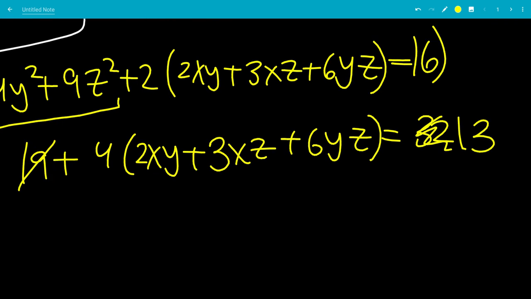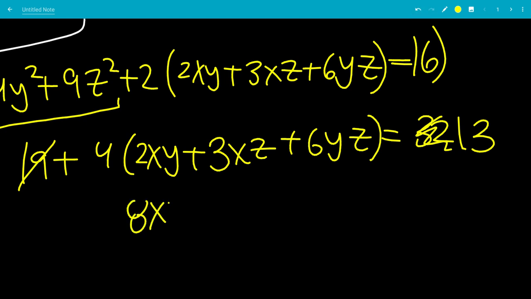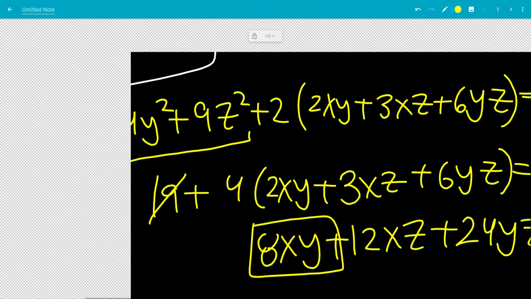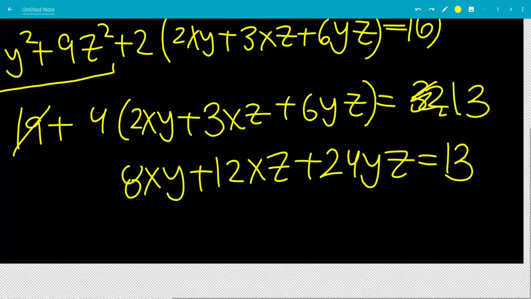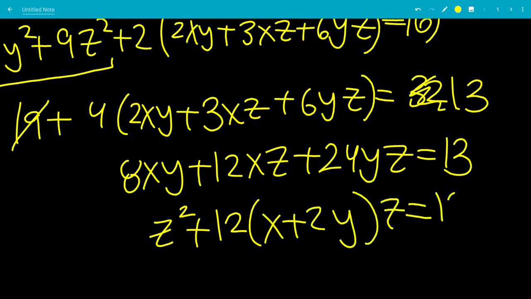Okay, now we're going to multiply by 4 times this stuff, so that we're going to have 8xy plus 12xz plus 24yz being equal to 13. And what is this? We have the third equation, 8xy equals z squared. So we're going to replace this with z squared plus, now we can see we can factor out a 12 and a z. So we're going to have 12 times x plus 2y times z equals 13.